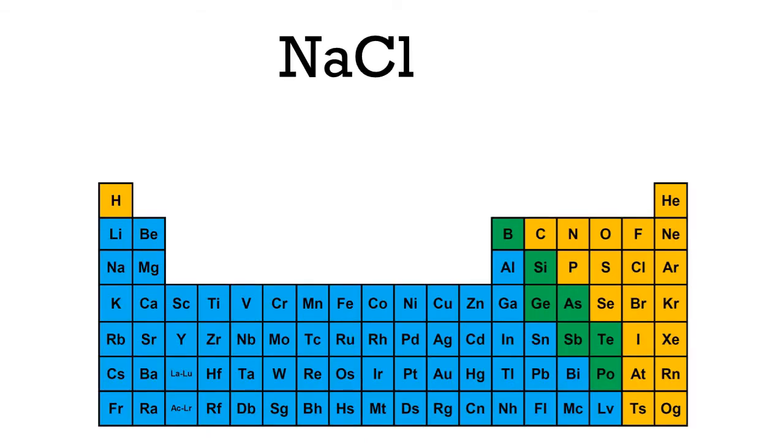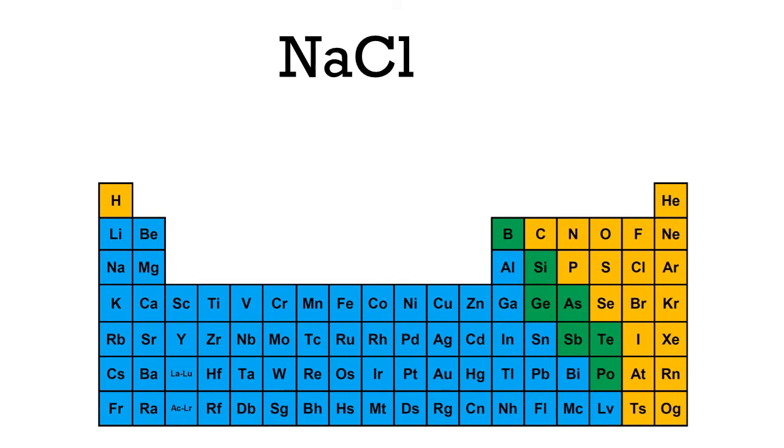Now let's consider some compounds and classify them as ionic or covalent. First, we have sodium chloride or NaCl. To determine whether this compound is ionic or covalent, we have to know if the elements in NaCl are metals or non-metals. In order to do this, we refer to the periodic table.